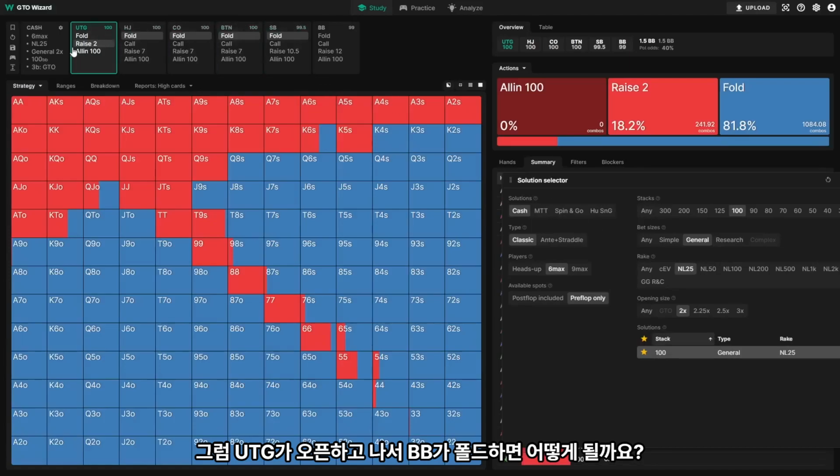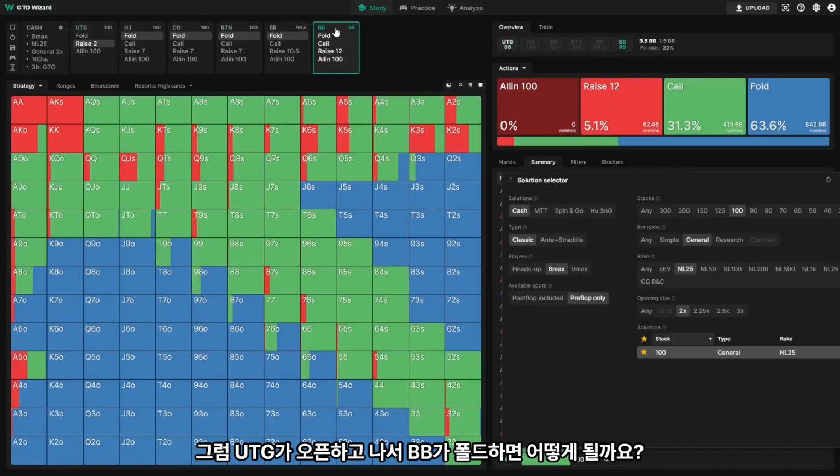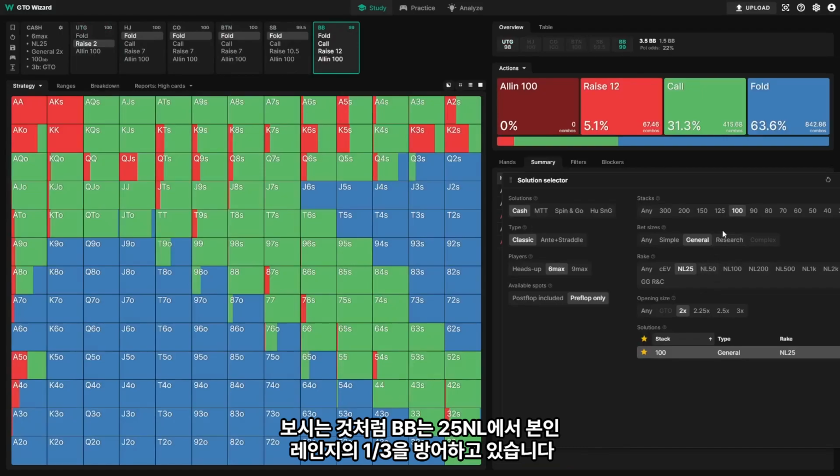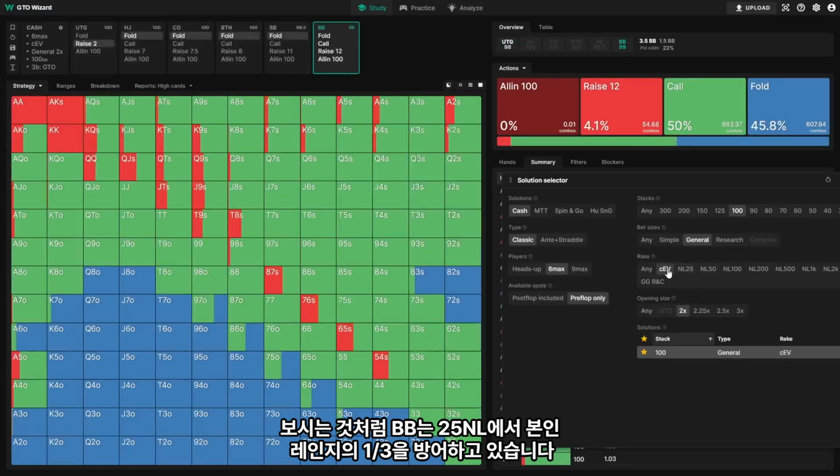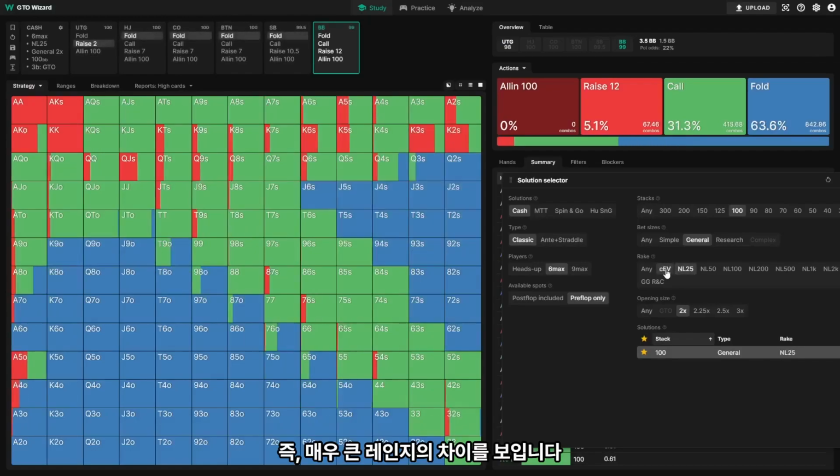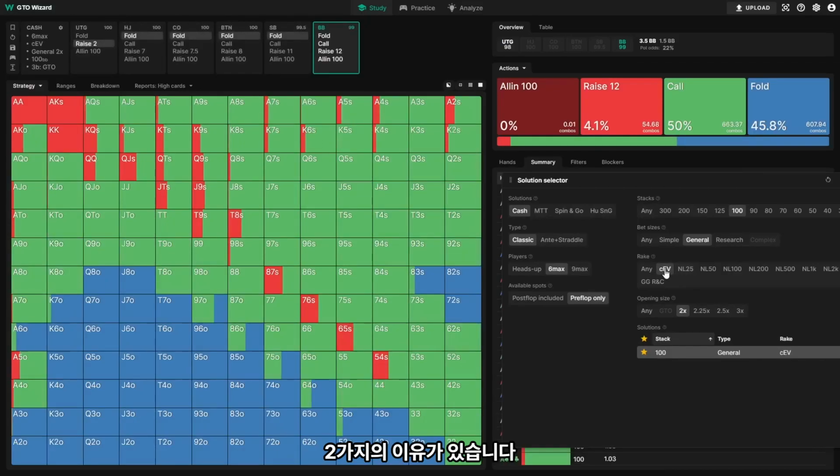Okay, so what happens when under the gun opens and it folds to the big blind? Well, here we can see that they're defending about a third of their range at 25 NL, but if there were no rake, they would defend more than half their range. It's a very significant difference. And there are two reasons for this.